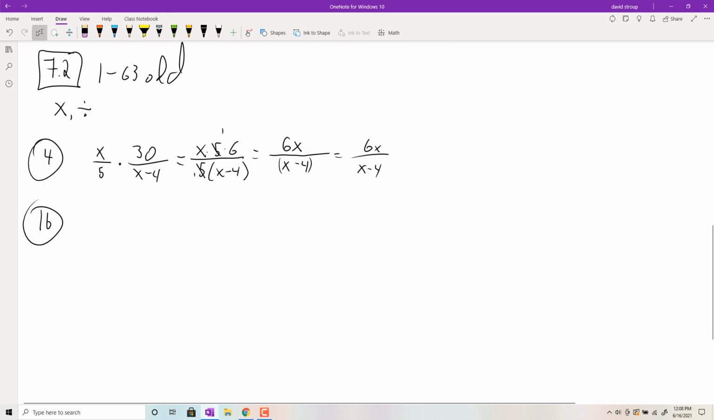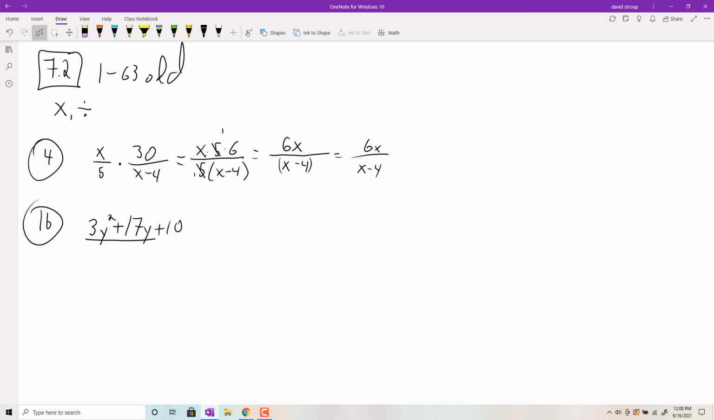So this one's one of the monster kind of factoring problems. y plus 10, 3y squared minus 22y minus 16, and then times y squared minus 4y minus 32 all over y squared minus 8y minus 48. Okay, so factor.